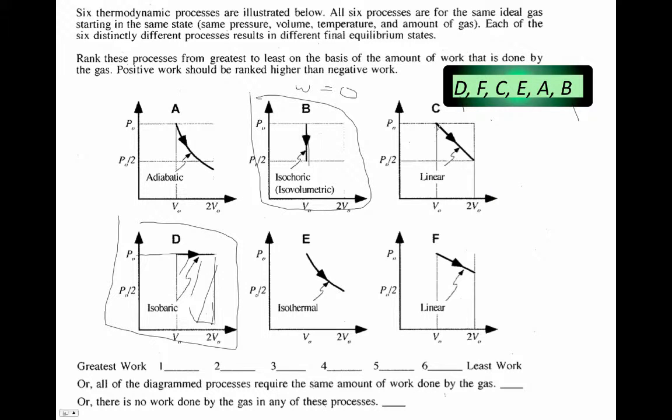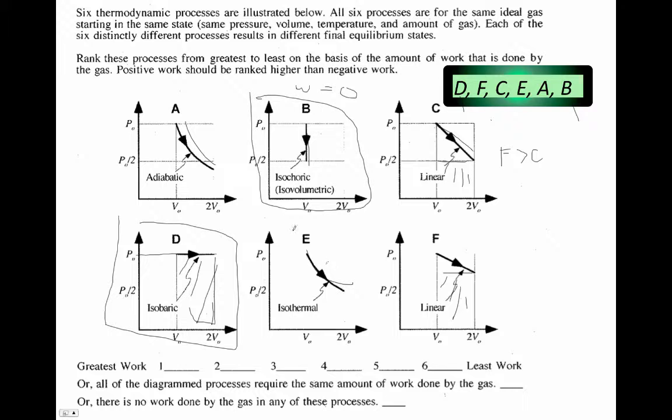Well, this is a straight line. It makes this kind of triangle. These guys are curved. So I could say, well, let's just compare C and F. And C goes from P naught to P naught over 2. F goes from P naught to something above P naught over 2. So this rectangle is bigger than this rectangle. Okay, so F is greater than C.